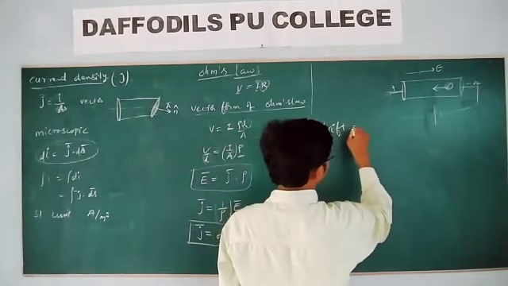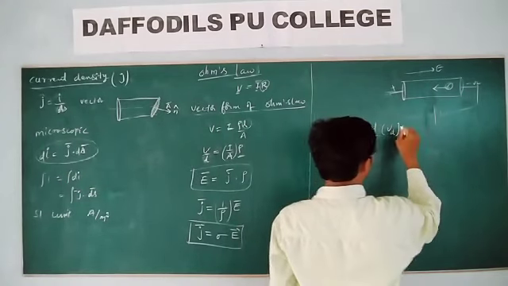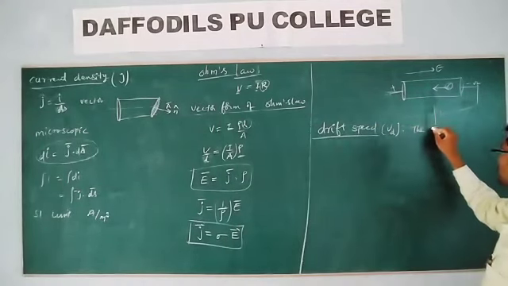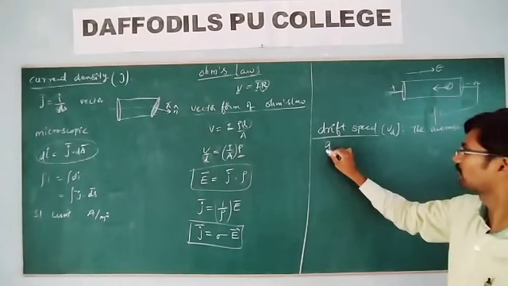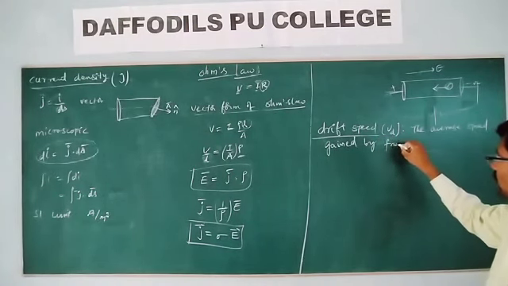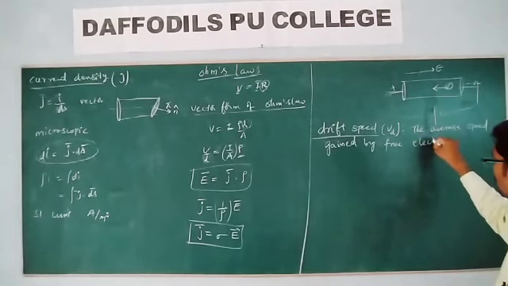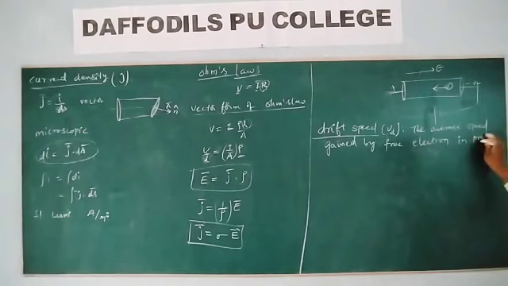Drift speed. So what do we mean by drift speed? It is the average speed or average velocity gained by free electrons in the presence of the electric field, opposite to the direction of the electric field.